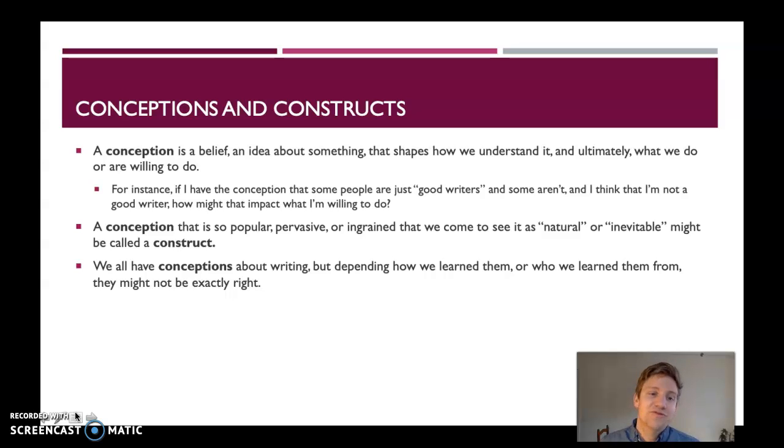We've all experienced constructs about writing, but depending on how we learn them or who we learn them from, they might not be exactly right. Like we've talked about before, a lot of people who aren't writing studies experts, who don't do the research on writing, think they know about writing. When I get on the plane and somebody sits next to me and asks what I do, and I say I teach writing, that person has all of these ideas about writing, even if they might not be research-based.